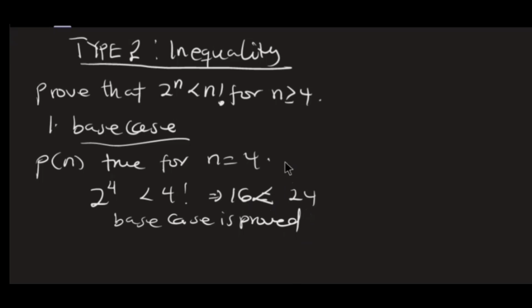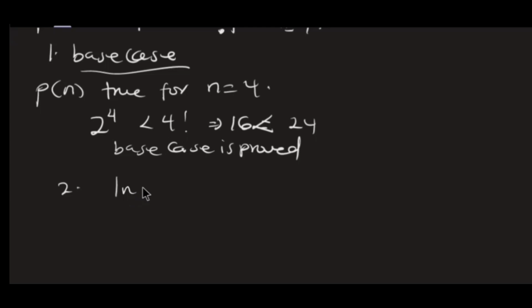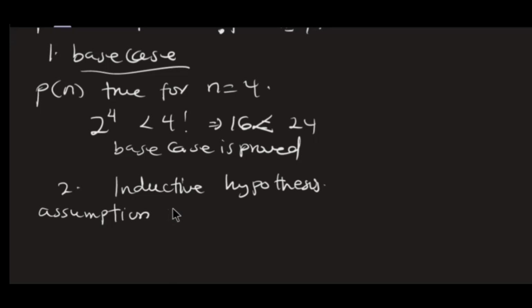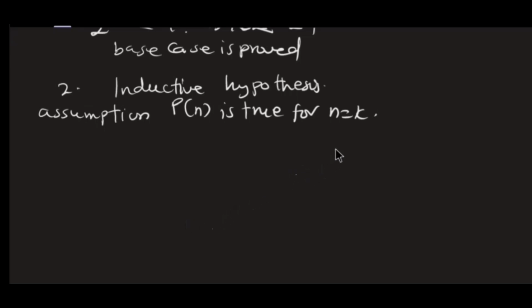Once the base case is proved, you can proceed to the next step because our inequality has satisfied the base case. So let's move to the second step, the inductive hypothesis. This is the assumption that P of n is true for n equals k. It focuses on the assumption that our statement is true for a value n equals k. Hence our statement will change to 2 to the power k less than k factorial for k greater than or equal to 4.